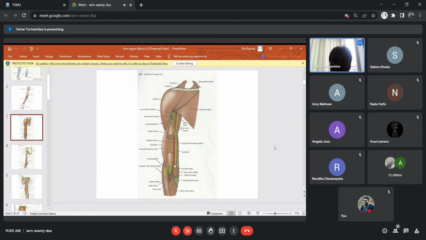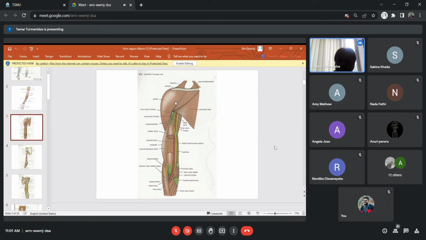The main nerves, so deep nerves of the arm region, are ulnar nerve, musculocutaneous nerve, median nerve, and radial nerve. Nerves are located differently in the superior third part, middle third part, and lower third part of the arm region. So the arm, except the compartments, is divided into three parts because these nerves are located differently in the upper third part, middle third part, and lower third part of the region.